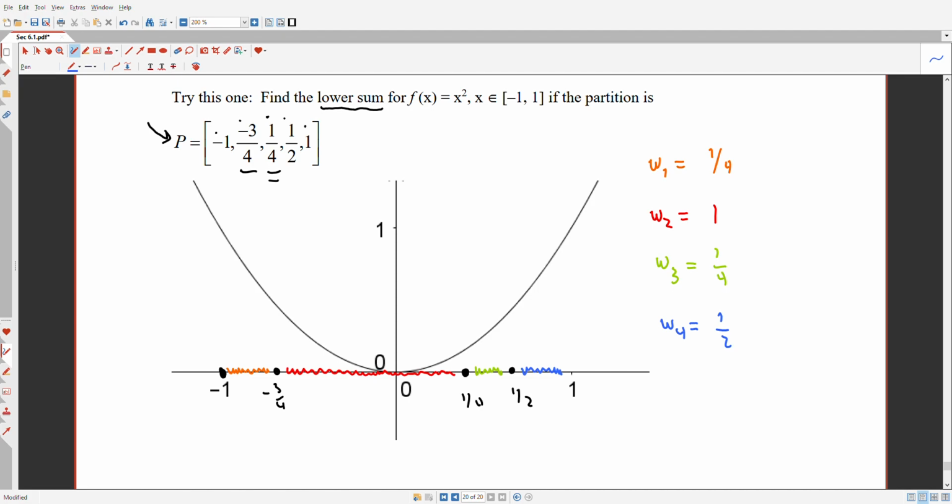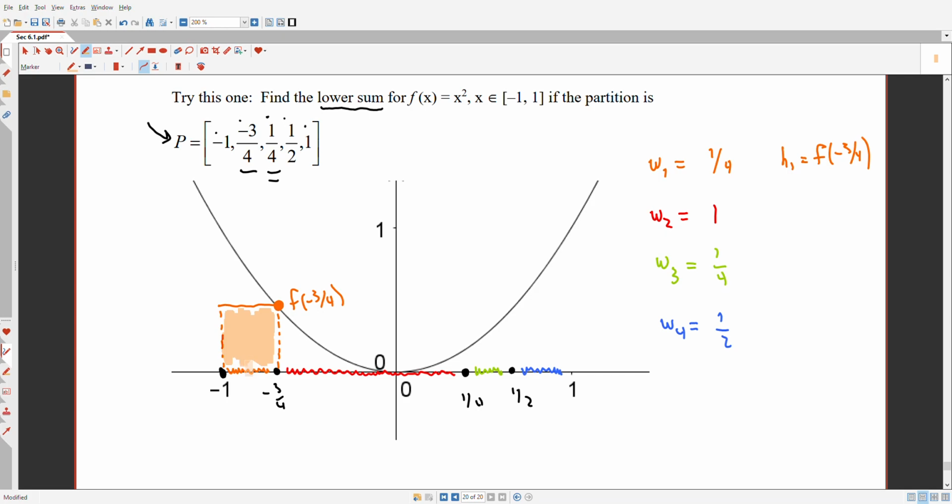And now they told us to use lower sums. So to create the heights of these rectangles, I've got to look at each piece and plug in the point that's going to give me the lowest y value on that piece. Back to my orange interval from -1 to -3/4, what's going to give me the lowest y value? I clearly see that's going to be here at -3/4. So my first height is going to be whatever number I get by plugging in -3/4. That gives me this rectangle here that I can try to shade in orange.